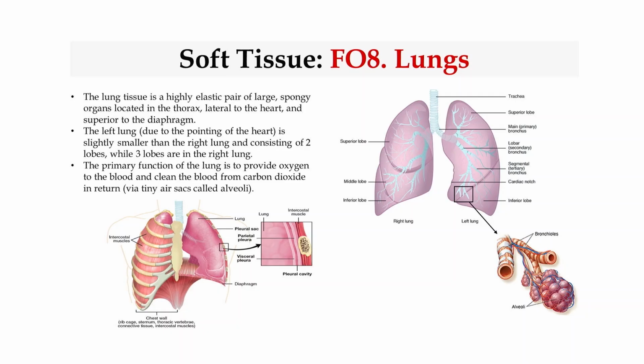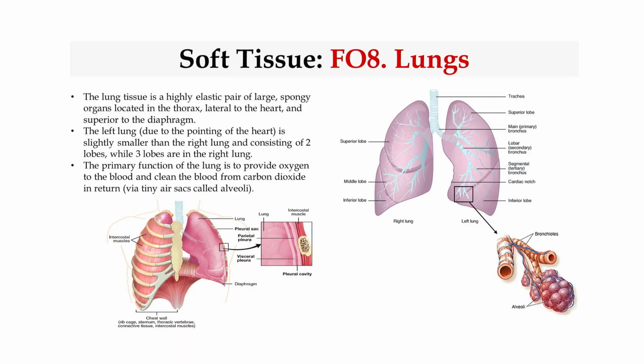From an anatomical standpoint, you're looking at intercostal muscles at the very top, which form part of your ribs. Then there is the chest wall. These are the different soft tissues which are present. The chest wall has different segments such as the rib cage, sternum, thoracic vertebrae, connective tissue, and intercostal muscles. These are all part of the chest wall. And then you have the diaphragm, which separates the lungs from the digestive system.